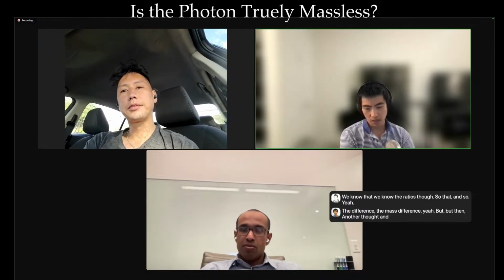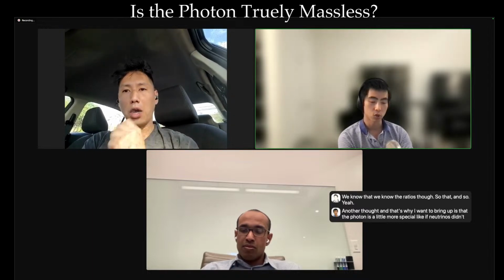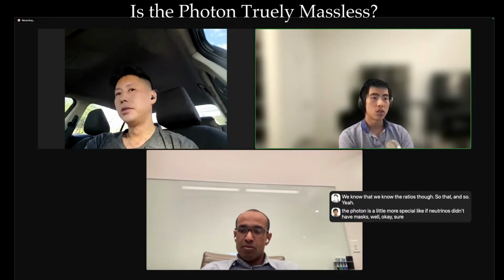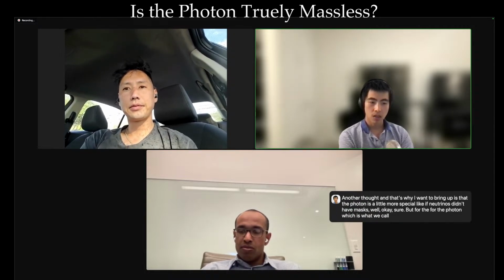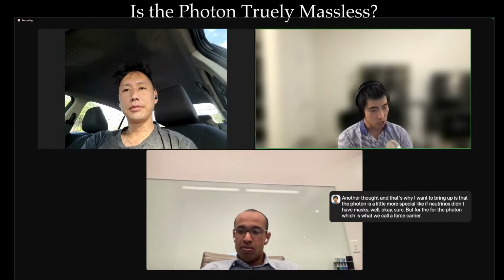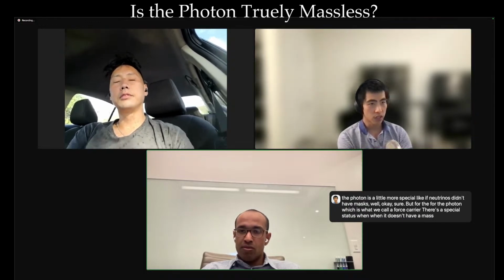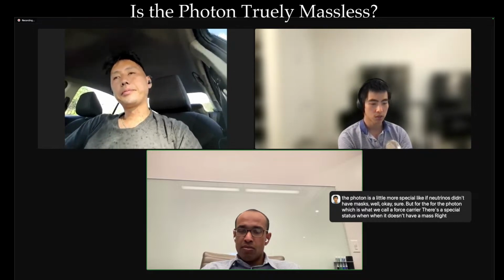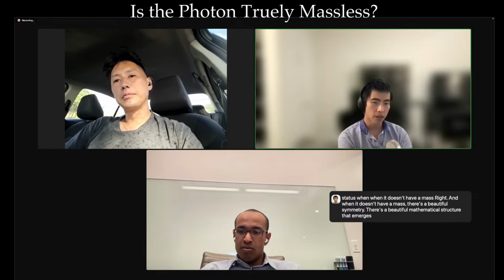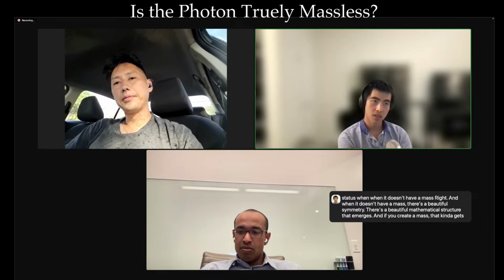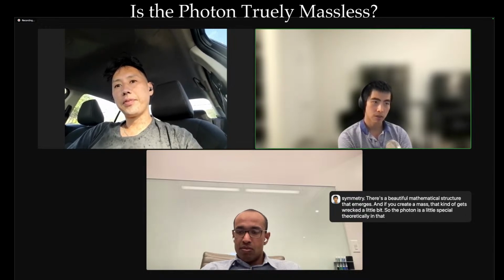Another thought I want to bring up is that the photon is a little more special. Like if neutrinos didn't have mass, we'd be like, okay, sure. But for the photon, which is what we call a force carrier, there's a special status when it doesn't have a mass. And when it doesn't have a mass, there's a beautiful symmetry. There's a beautiful mathematical structure that emerges. And if you create a mass, that kind of gets wrecked a little bit. So the photon is a little special theoretically in that way.